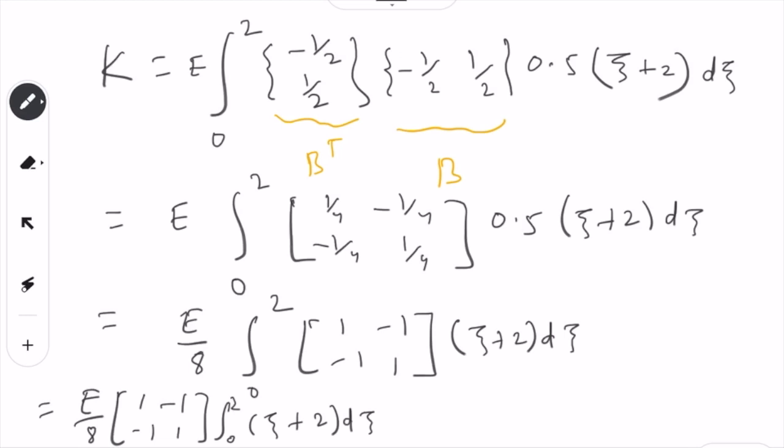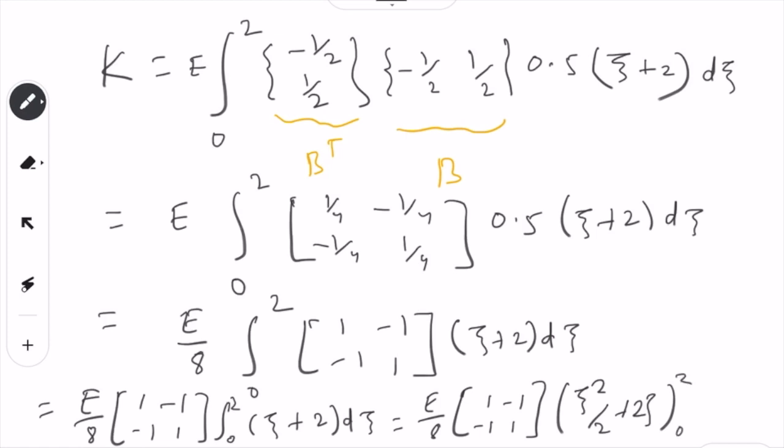So, let us see directly how you get the value of this. If you directly calculate, it becomes equal to E over 8, [1 -1; -1 1], and you have xi squared over 2 plus 2 xi, from 0 to 2. You put in both limits, so you get 4 divided by 2, so this becomes 2, plus 2 times 2 is 4, so 4 divided by 2 plus 4 becomes 6, minus 0.